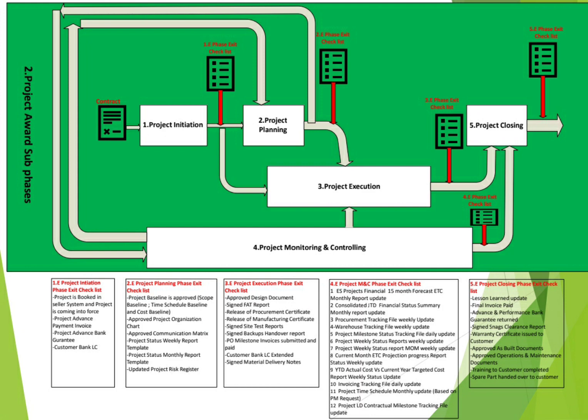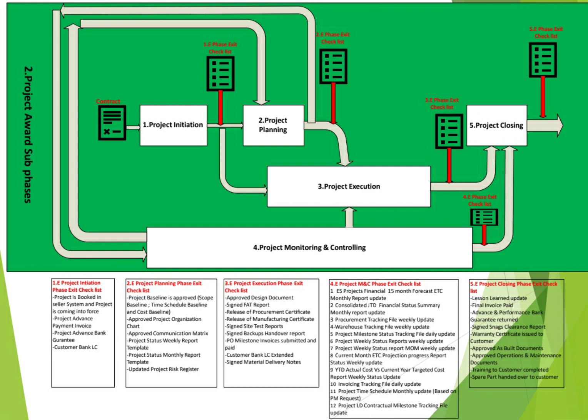So what is the phase exit as we agreed for the project initiation? Mainly it is a booked project in your system, project advance payment invoice issued and paid, project advance bank guarantee, project performance bank guarantee, and the customer LC if the customer is not willing to transfer payment directly. He needs to open an LC for the bank to finance this project. So this will be the output from the project initiation.